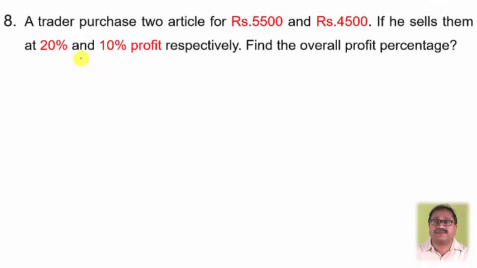Question number 8. A trader purchased 2 articles for rupees 5,500 and rupees 4,500. If he sells them at 20% and 10% profit respectively, find the overall profit percentage. So you know the shortcut for this. So how do we do with the shortcut? I'll take the ratio of this cost price, and which is 11:9. So let's write down this 11:9.